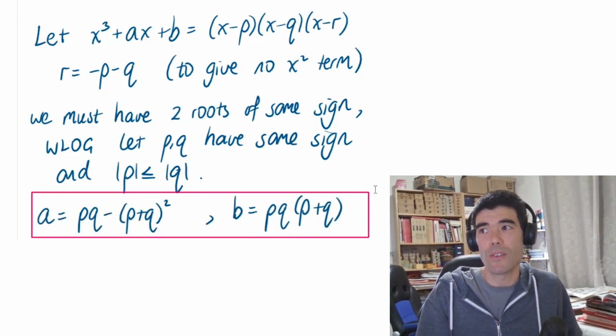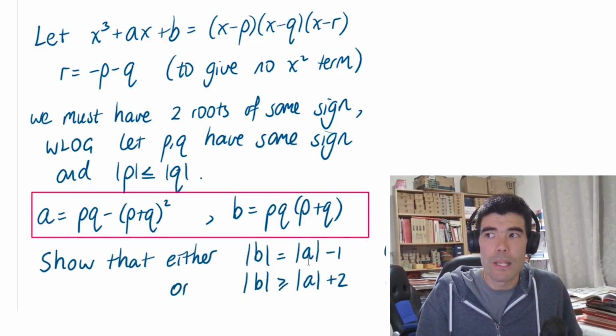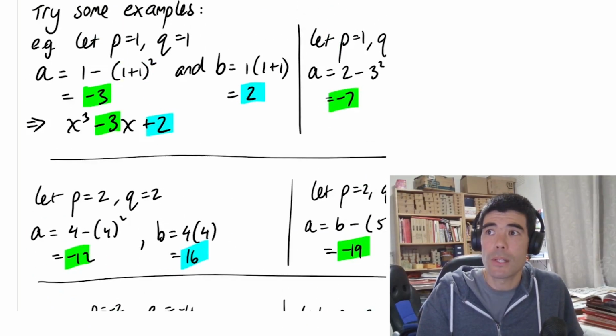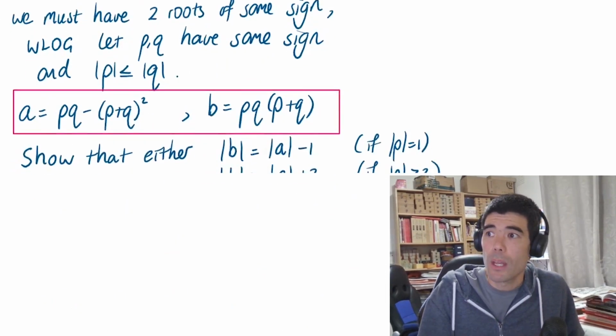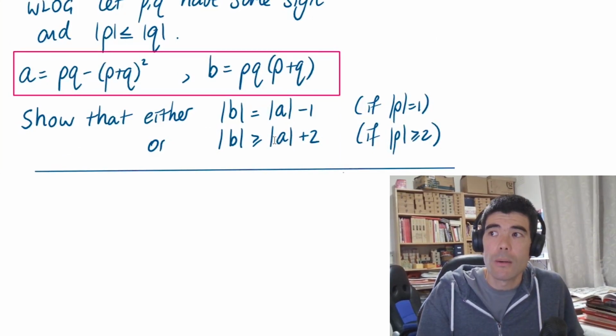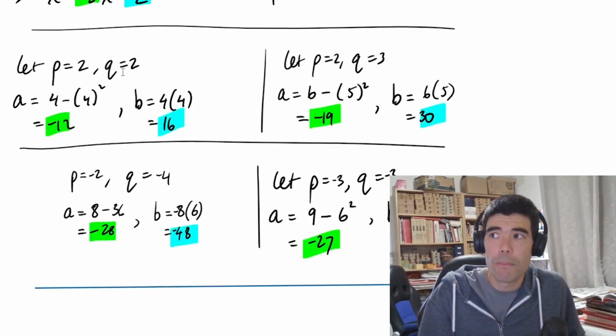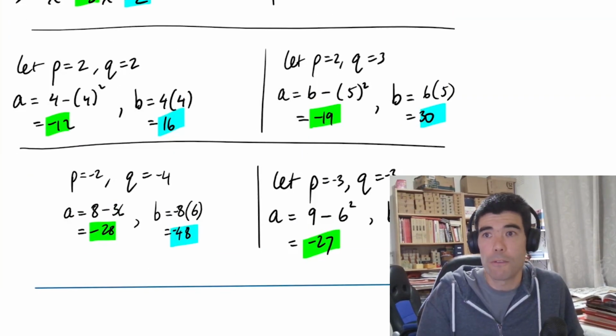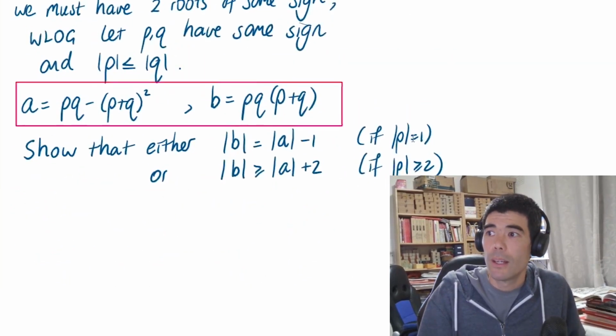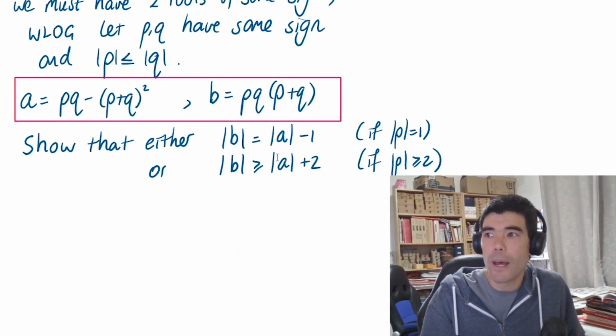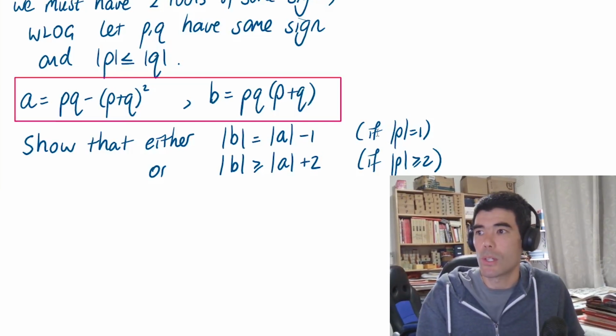We have our expressions for a and b that we found earlier. What we're going to do is show that either the size of b is 1 less than the size of a, which is what we had in those first 2 examples, or the size of b is going to be more than 2 larger than the size of a. That was basically the case whenever the size of p was larger than 2. If that's the case, then we could never swap a and b, because either b is going to be 1 less, or it's going to be more than 2 greater. So we can't swap a and b and get another pair of solutions.